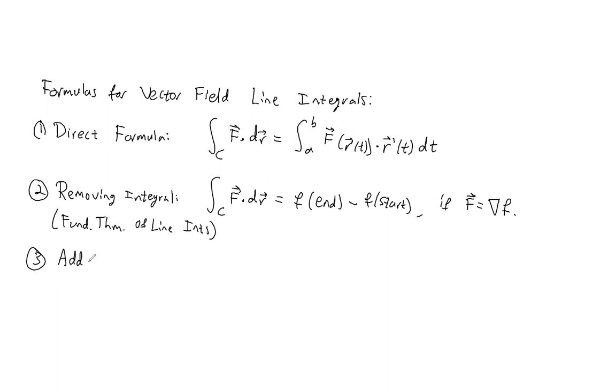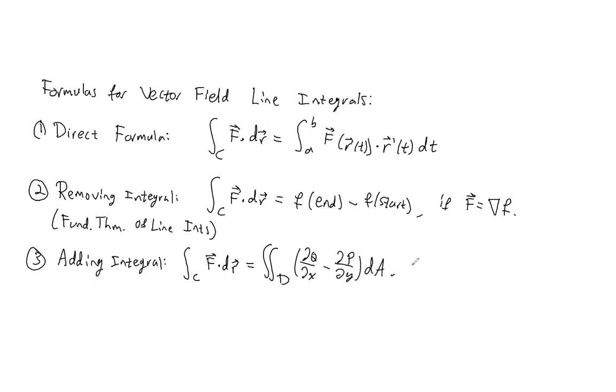The last approach is by adding an integral. And this is what we looked at this week. F dot dr is the same thing as the double integral over D of ∂Q/∂x minus ∂P/∂y dA.